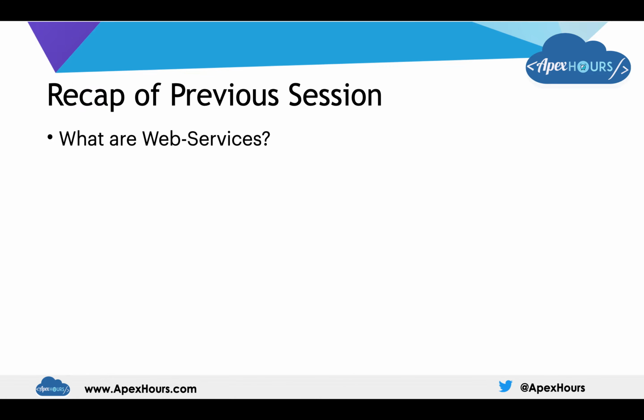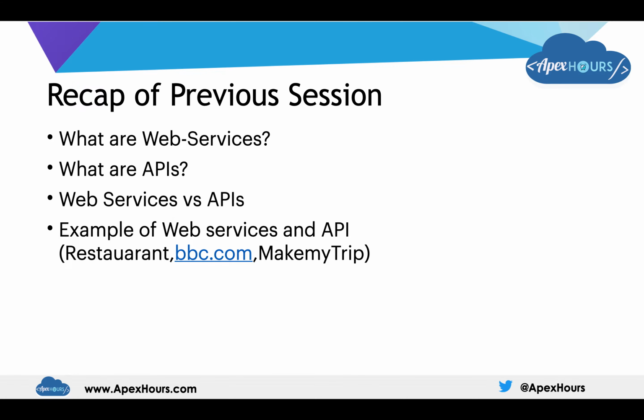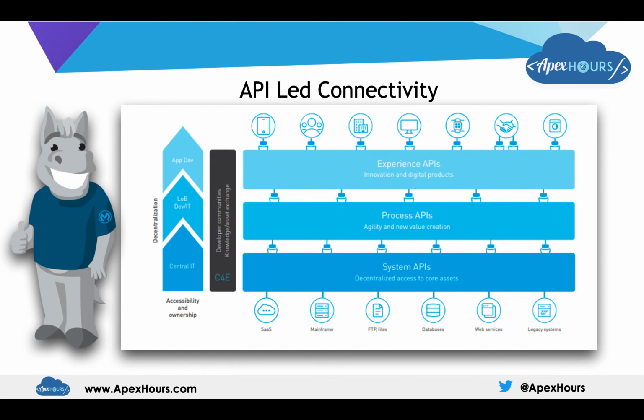Before learning MuleSoft, we should always know what web services are. We have discussed that, and we have discussed what APIs are. You might have seen that restaurant example, and that's good. Then web services versus APIs, and examples of web services and APIs. We have seen three examples: the restaurant example, a walkthrough through bbc.com, and then the Make My Trip website. At last we discussed what MuleSoft is. So now in this particular session I am going to explain the API-led connectivity approach.